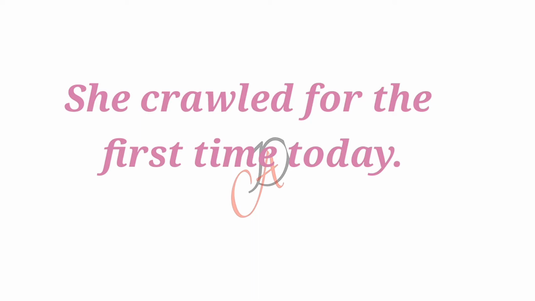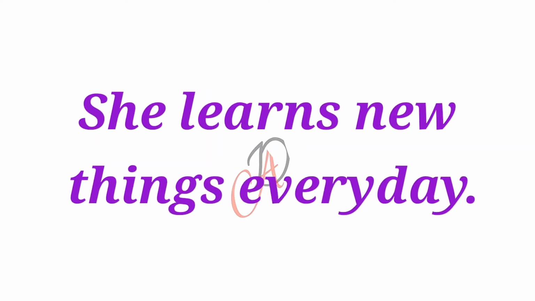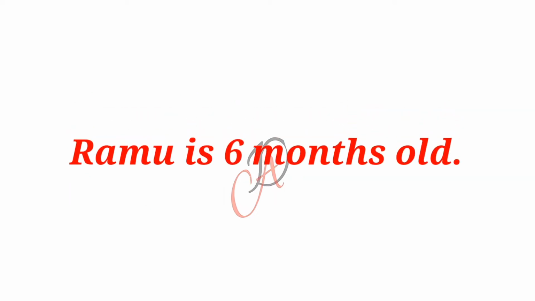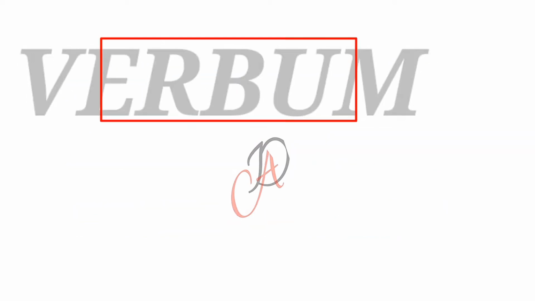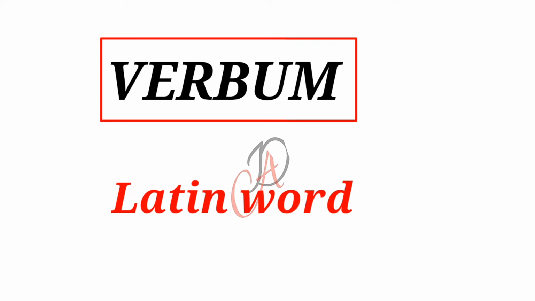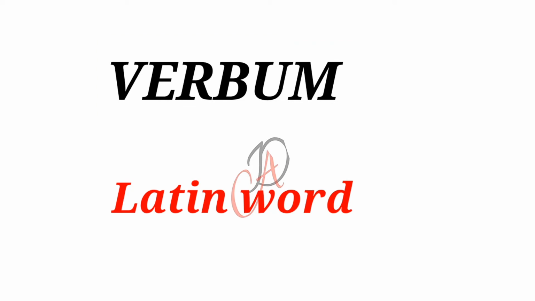Let's move to the next example. She learns new things every day. In this example, learns is a verb and it indicates a mental action. The third one, Ramu is 6 months old. Here, is is a verb and it indicates a state of being. Hence, a verb indicates a physical action, mental action, and a state of being. In simple terms, verb is an action word, as the word verb is taken from the Latin word verbum, which means an action or state of being.